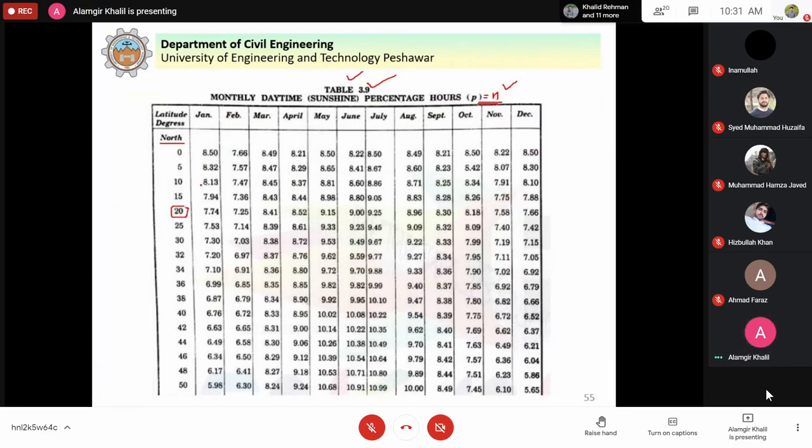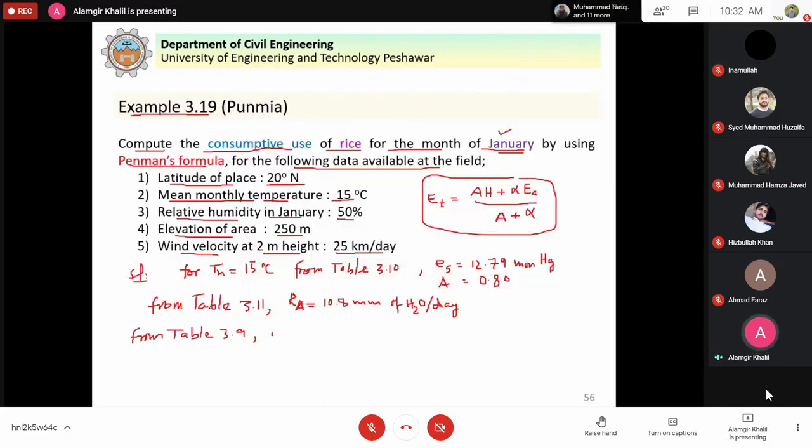And for the month of January, this is the value of small n, 7.74. So we have this small n that is taken as equal to P. So this is equal to 7.74 hours. This is for January, and latitude of place 20-degree N.